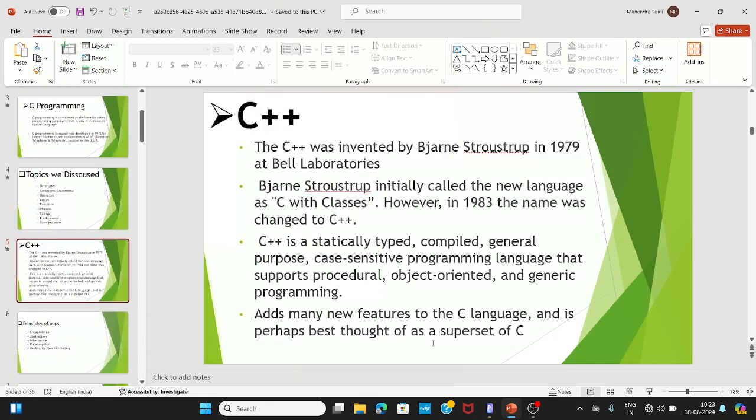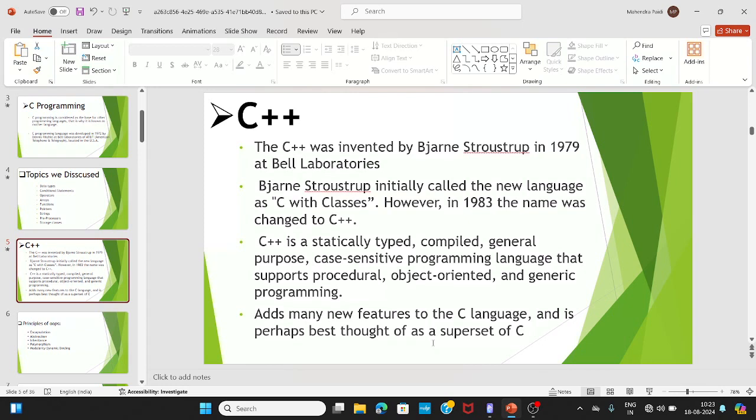Next, C++ programming. C++ was invented by Bjarne Stroustrup in 1979 at Bell Laboratories. He initially called the new language C with classes. However, in 1983, the name was changed to C++.